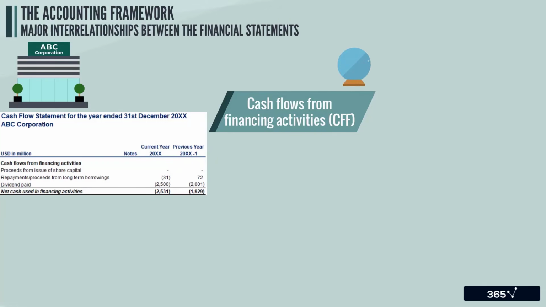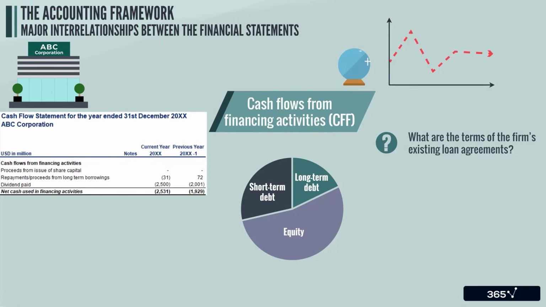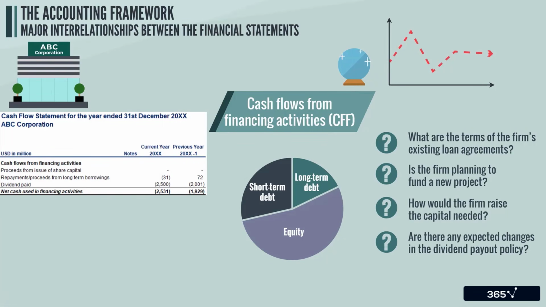When you want to predict the cash flows from financing activities of an organization, you should carefully examine the current state of its capital structure, along with any future growth plans. What are the terms of the firm's existing loan agreements? Is the company planning to fund a new project? How would it raise the capital needed? Also, are there any expected changes in the dividend payout policy? These are just some of the questions you may need to answer when preparing the cash flow budget for this section. Fair enough.